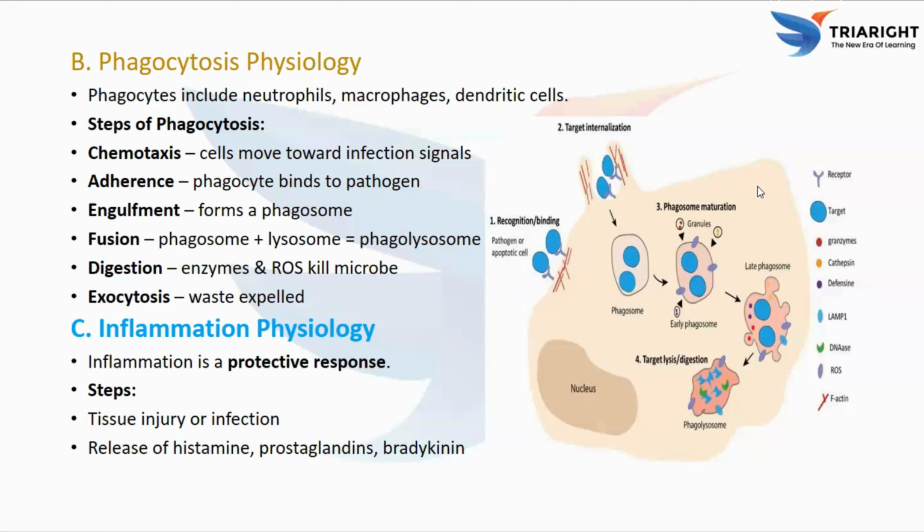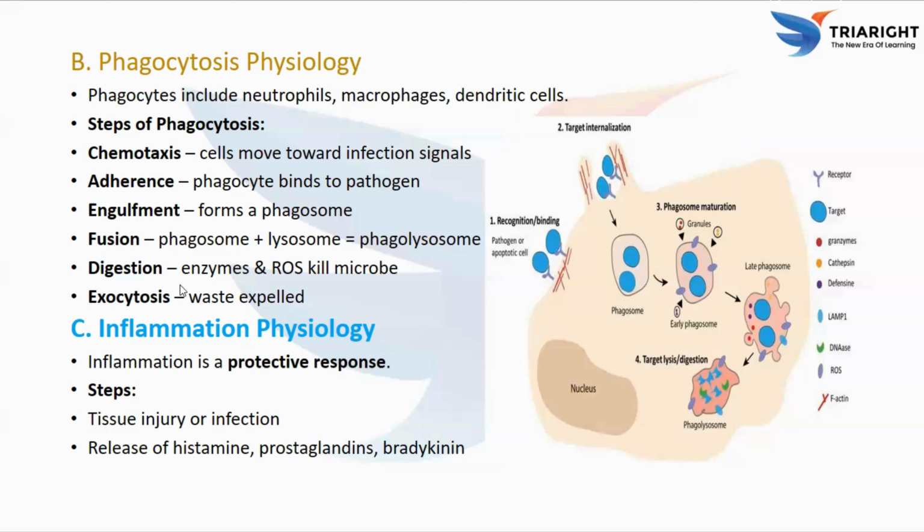The third one is phagosome maturation. The phagosome changes over time, from early phagosome to late phagosome. Later on it fuses with the lysosome and forms the phagolysosome. The fourth is target lysis, digestion or killing. Inside the phagolysosome, there are ROS, DNases and proteases which destroy the microbe. You can see the microbe breaking apart. The last one is waste removal. Digested remnants are released outside by exocytosis. This is how a pathogen reacts inside a phagocyte.